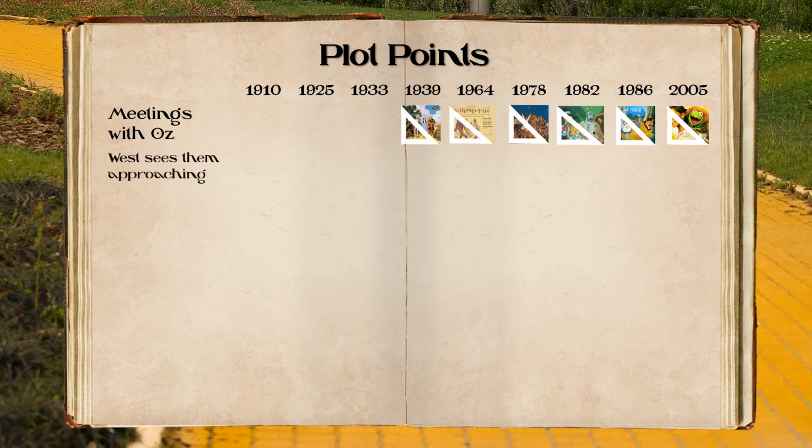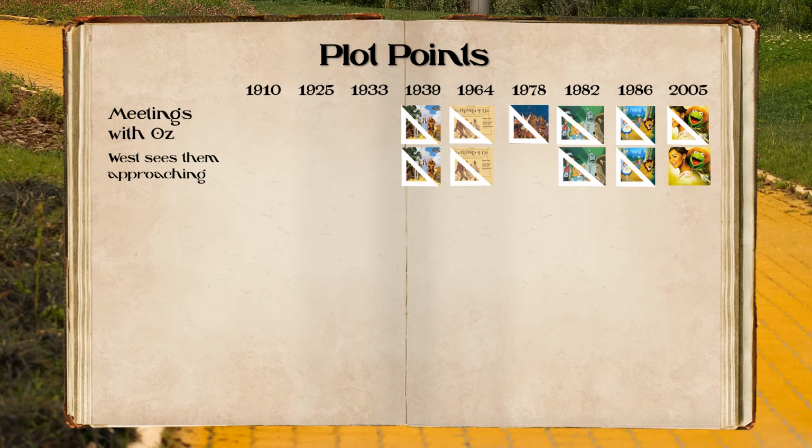The Witch of the West sees the companions approaching in each version from 1939 to 2005, except for 1978, though only in 2005 does she see them using her magic eye like a telescope. In '39, '64, and '82 she sees them in a crystal ball. In 1986 she sees them in a magic mirror. She doesn't see them approach in 1978, but seems to know they're en route as she sends the monkeys after them, so no point.